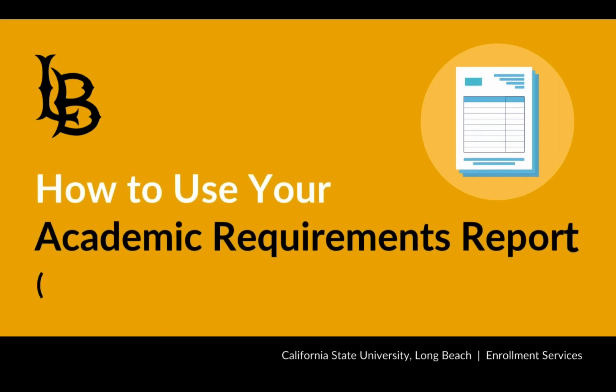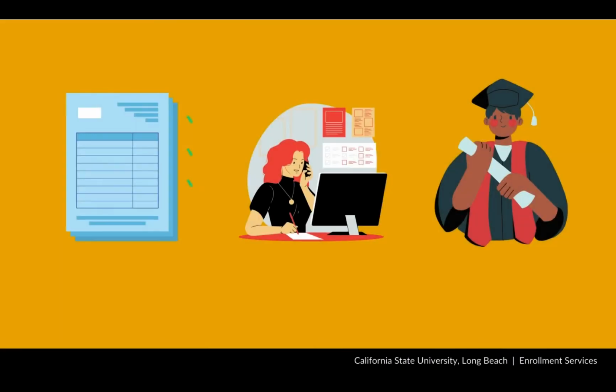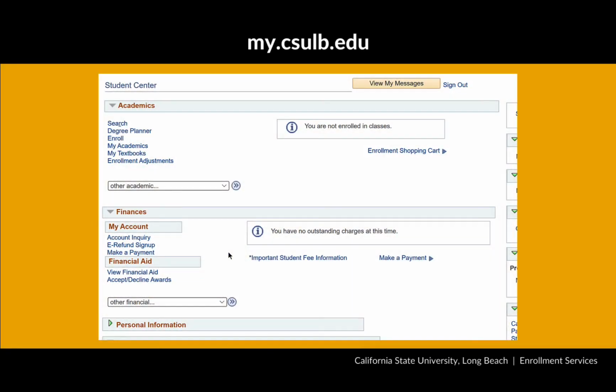As you plan your academic journey from admission to graduation, one of your most important resources will be your Academic Requirements Report, or ARR for short. Your ARR helps you keep track of your degree requirements and is considered your official degree audit at Cal State Long Beach. Along with your academic advisor, your ARR is a great resource to help you along your path to graduation. Every student in a degree program at Cal State Long Beach has an ARR in My CSULB Student Center.